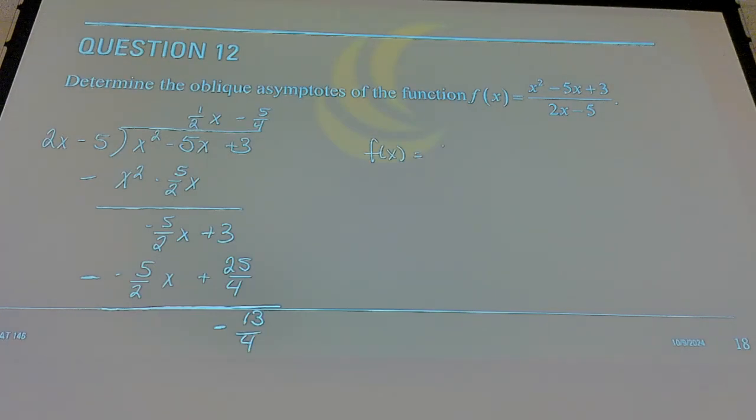f of x can be written this way. f of x equals x over 2 minus 5/4 minus 13/4 over 2x minus 5. Which of course is a complex fraction. So really that should be this. 13 over 4 times the quantity of 2x minus 5.